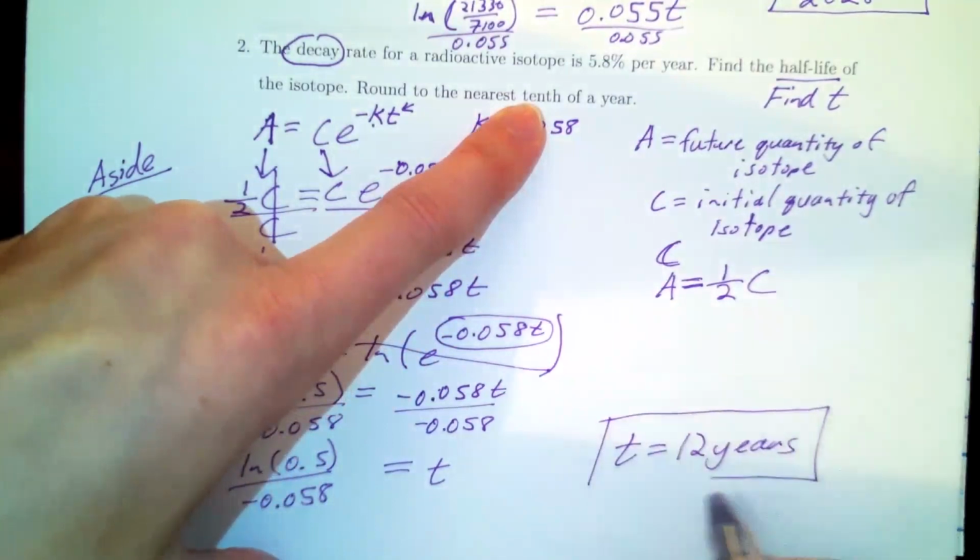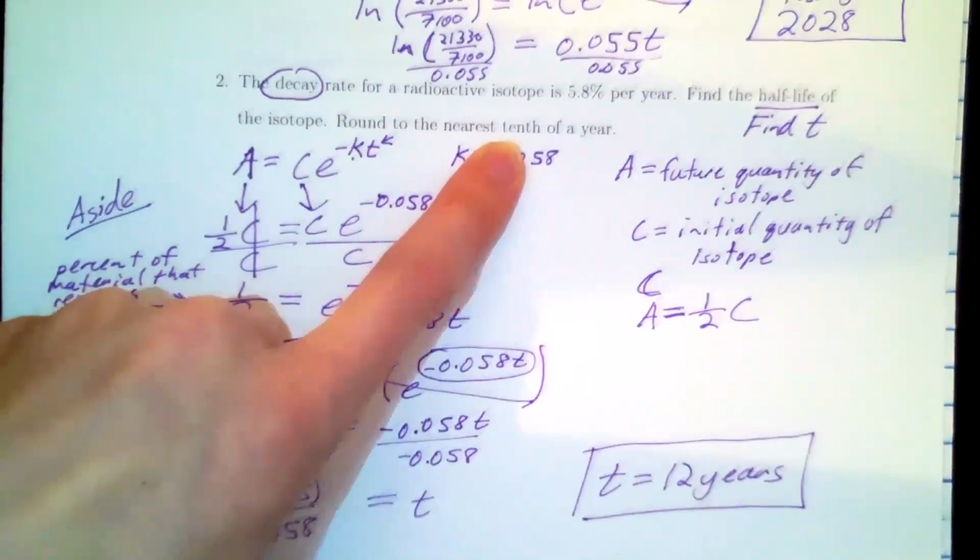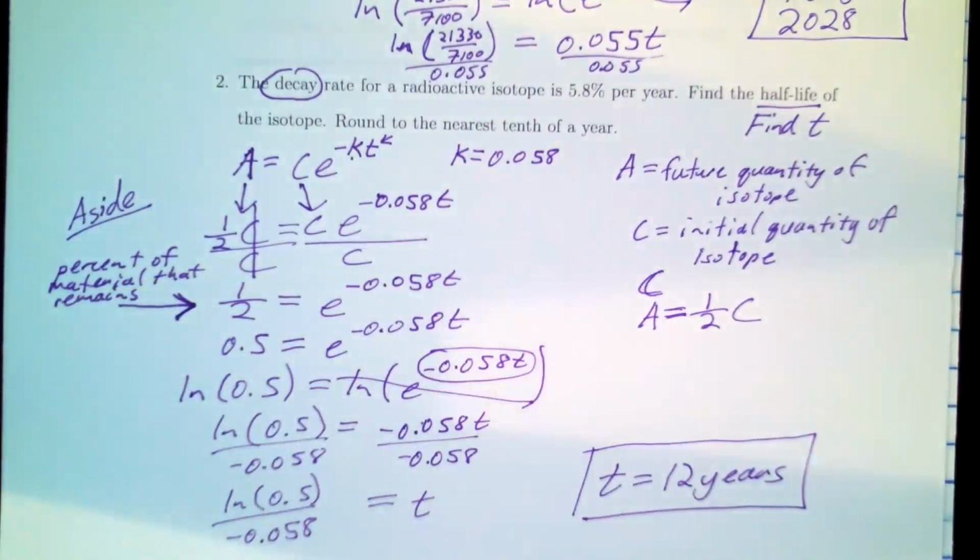So in this particular problem, it takes 12 years for half of my radioactive isotope to decay, and therefore for half of it to be left. It takes 12 years for half of it to be left.